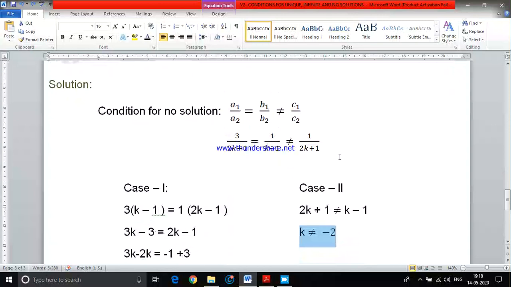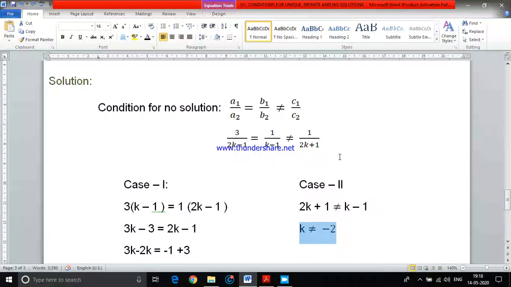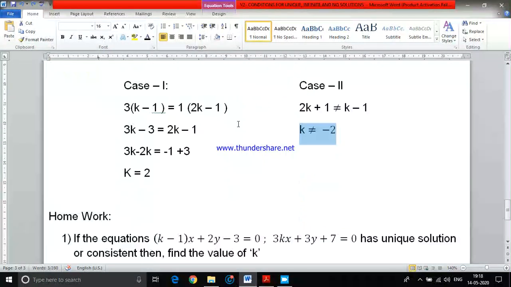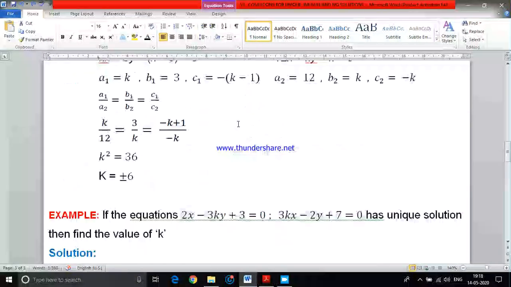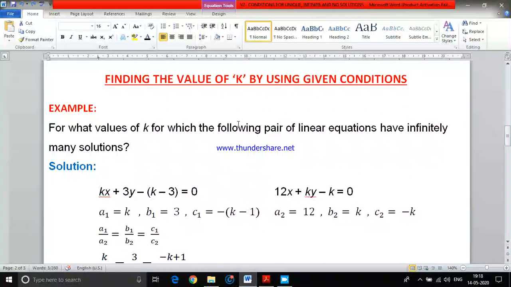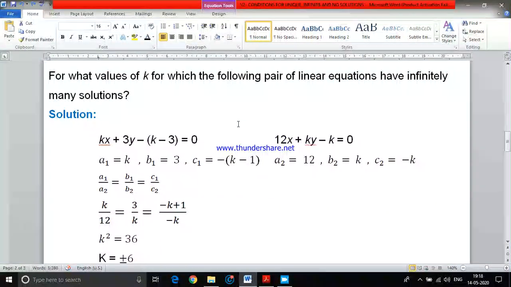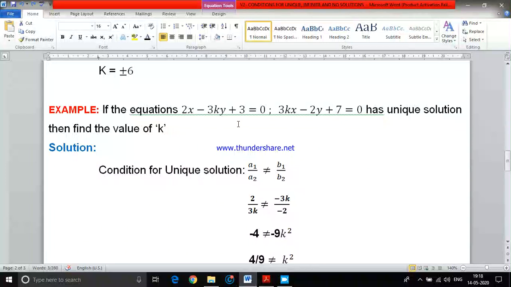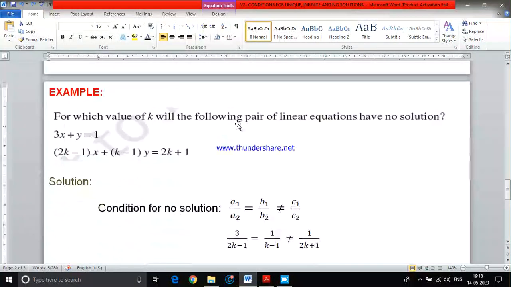Okay. So now you can check at home what happens if k equals to minus 2. If k equals to minus 2, then you check, I think it may have unique solution or it may have infinite many solutions. One of those conditions may come. So now we solved all the three examples: based on what are the infinite solutions, how to solve the example if the condition is given as infinite solutions, then the second example with unique solution, how to find the value of k. Then the third example, how to find the value of k if no solution is given. So for all the three questions, one example I explained.